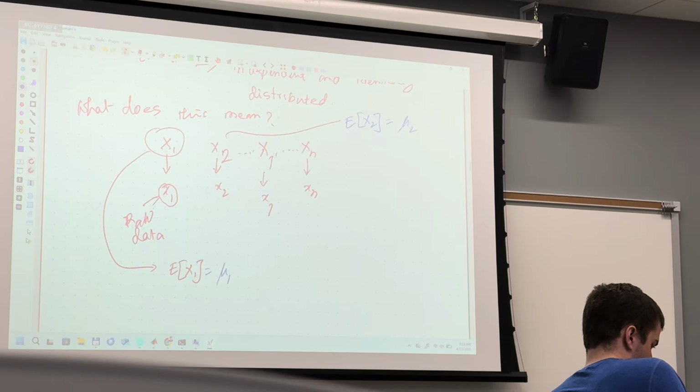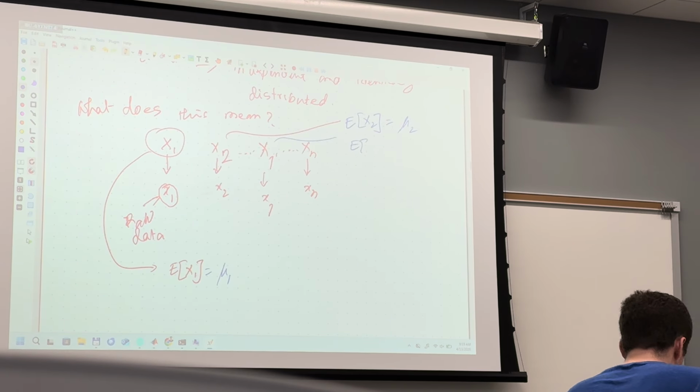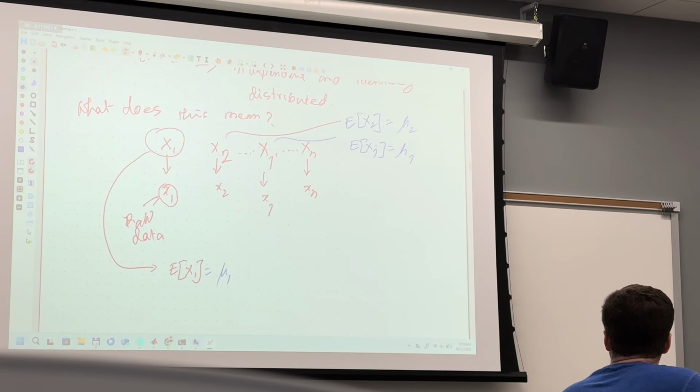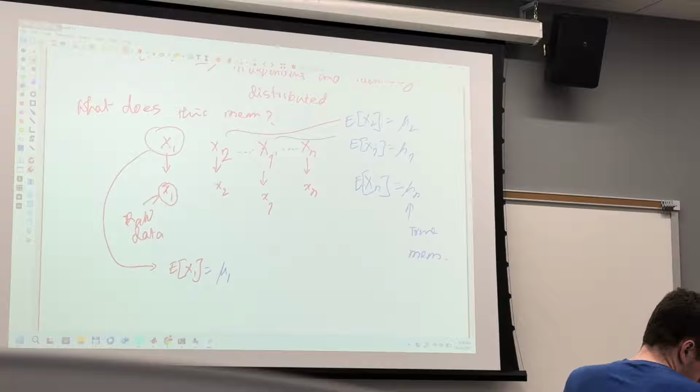If we know the number of measurements, then we can calculate the sample mean, but these are true means. So here, expectation of x sub j is mu sub j. And similarly, expectation of x sub n is mu sub n. So these are true means. What IID means, guys?